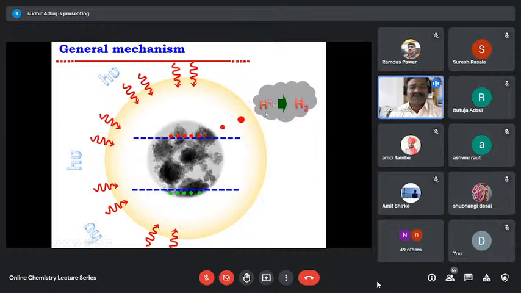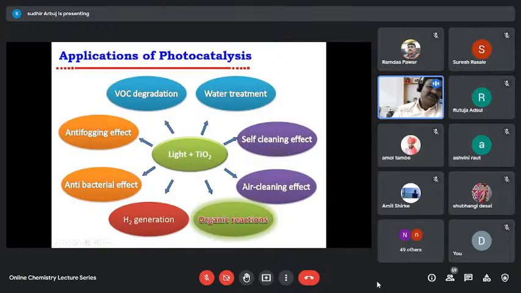You may ask, from where does this H plus come? Water adsorbs dissociatively on the surface of the atoms. That's why H plus is available. And simultaneously, at the valence band, OH radical is formed. And this OH radical oxidizes water into oxygen molecule. So this is one example we have seen, generation of hydrogen.